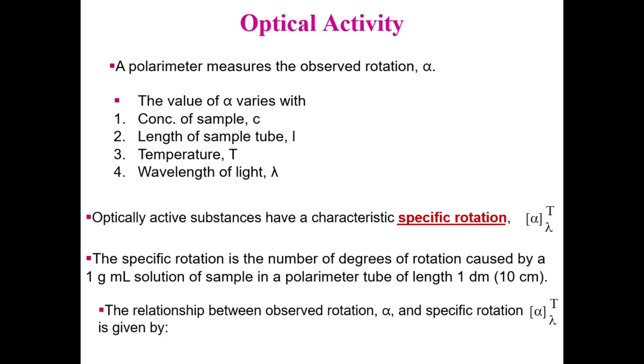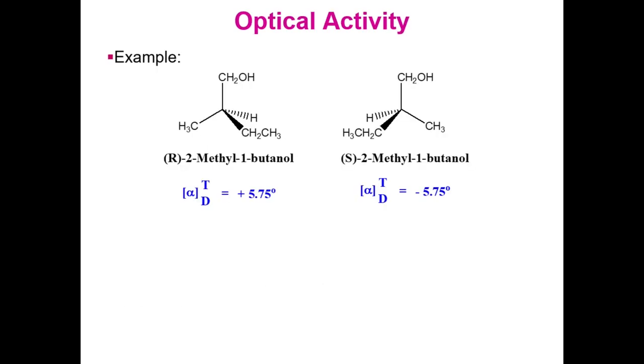The relationship between observed rotation alpha and the specific rotation [alpha]_lambda^t is given by this here. The specific rotation, where t is the temperature and lambda is the wavelength of light you've used, so you have to make note of those when you do a measurement, equals alpha, the observed rotation, divided by l, the length of the sample tube, multiplied by c, the concentration. So you make up your concentration, you multiply it by the length of the sample tube, your observed rotation is divided by that, and that will give you your specific rotation.